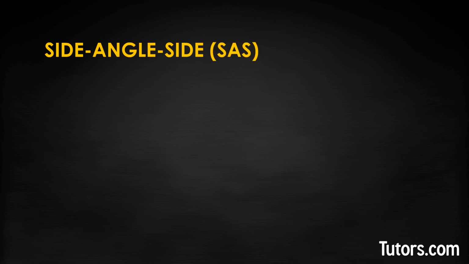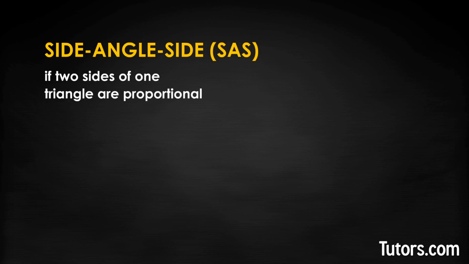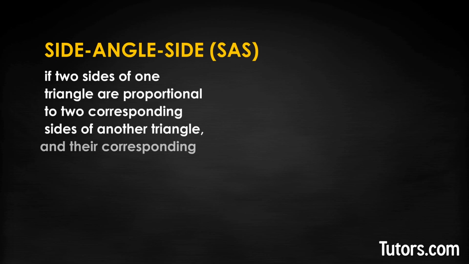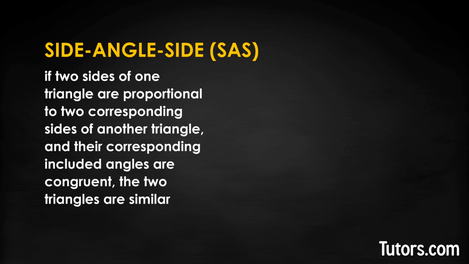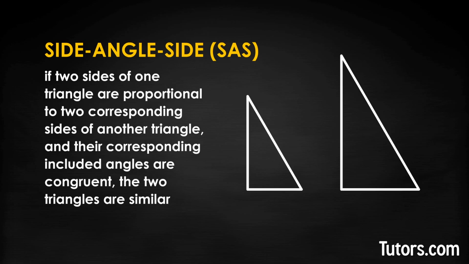The second theorem requires an exact order: a side, then the included angle, then the next side. The side-angle-side theorem states if two sides of one triangle are proportional to two corresponding sides of another triangle, and their corresponding included angles are congruent, the two triangles are similar. Here are two triangles, side by side and oriented in the same way.